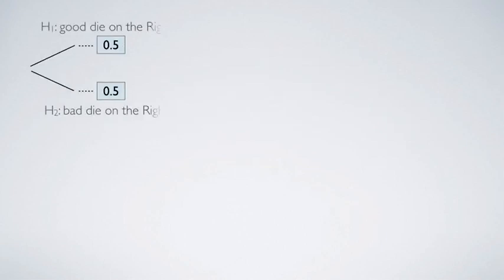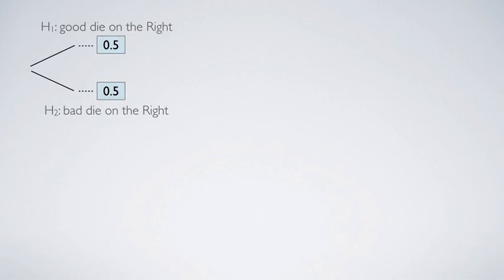We started with two hypotheses, good die is on the right or the bad die is on the right. And we said that initially we're going to give these equal chances of 50% chance of being true before we actually get started with the data collection. Remember, these were our priors. Then we think about the data collection stage.